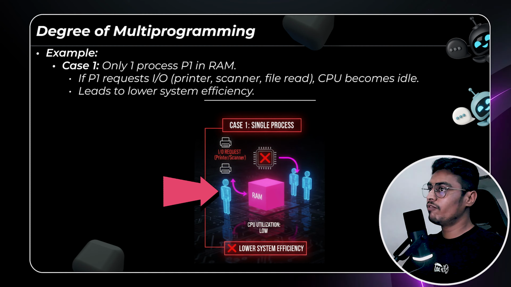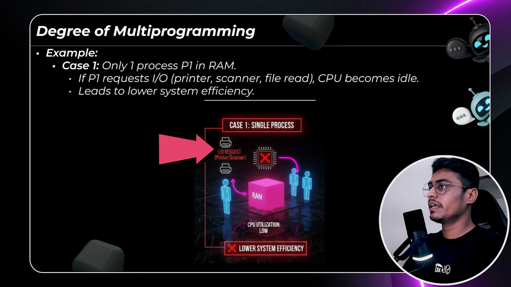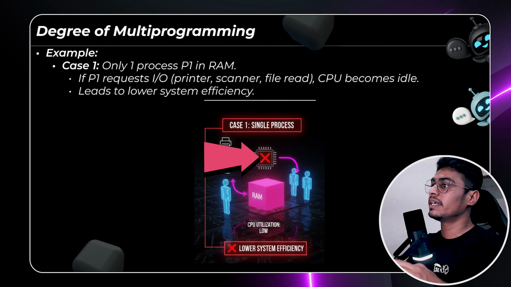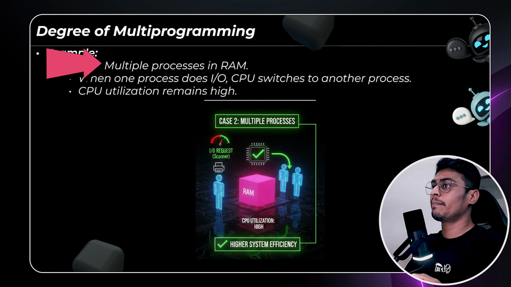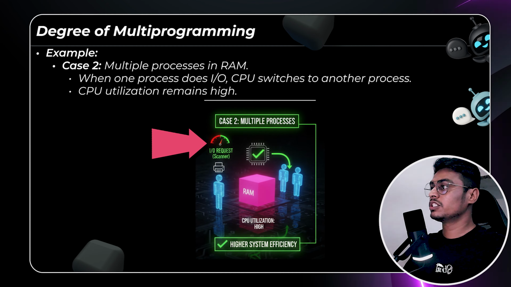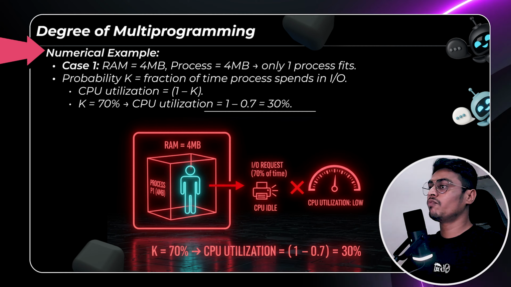If we bring only one process P1 into RAM and CPU starts executing it, the process might make an IO request during execution, perhaps to use a printer, scanner or read a file from secondary memory. When a process makes an IO request, the CPU becomes free at that time because P1 exits CPU and goes to perform IO operation. This makes CPU idle, which reduces system efficiency and performance. The solution is to keep more processes in the RAM. When one process goes for IO operation, CPU can immediately switch to another process, maintaining high CPU utilization and system performance.